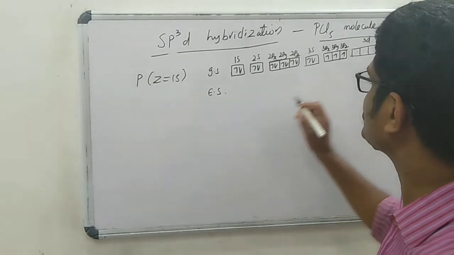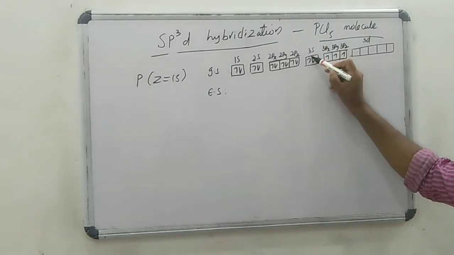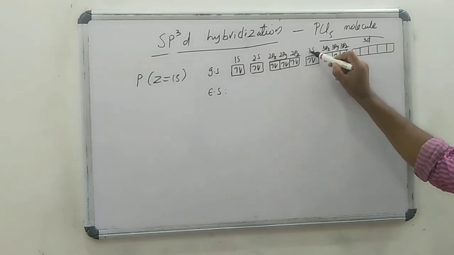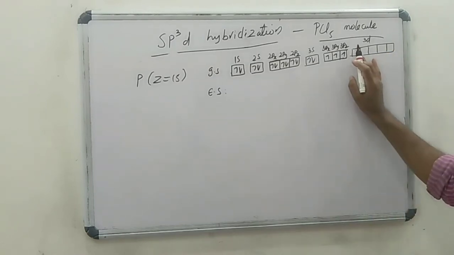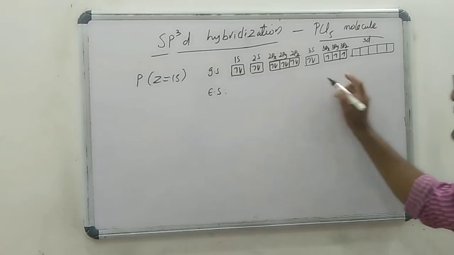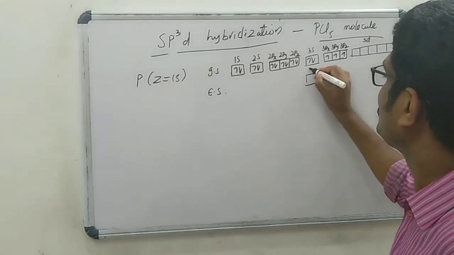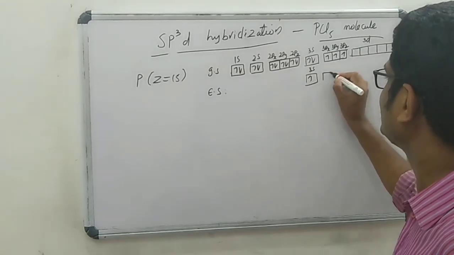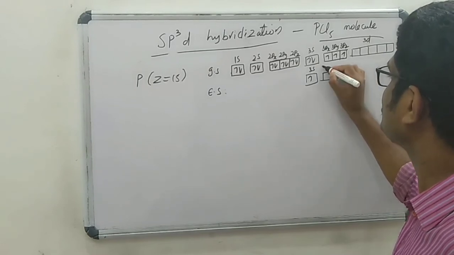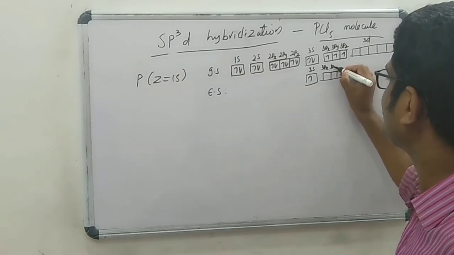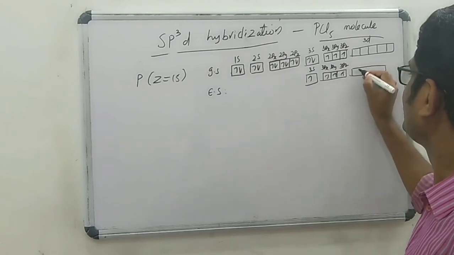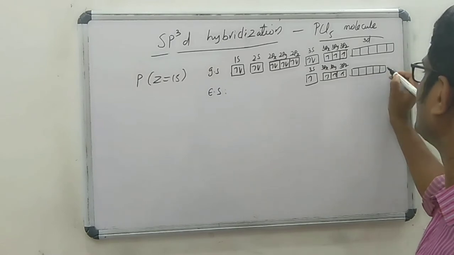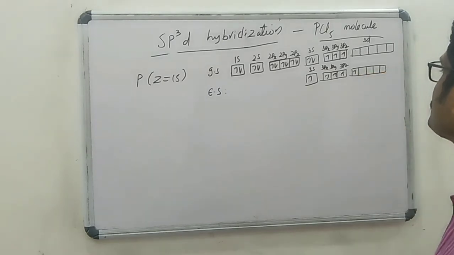Yes, in the excited state, one of the electrons from 3s is promoted to the vacant 3d. Then this 3s becomes half-filled. Then one 3d orbital also becomes half-filled.